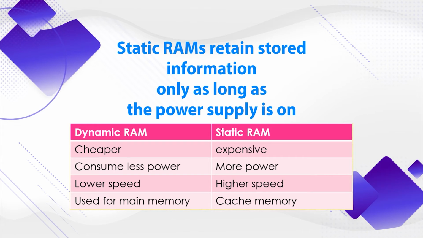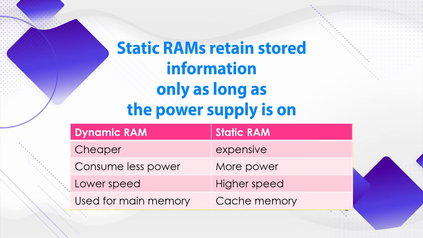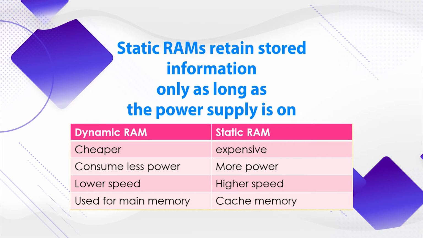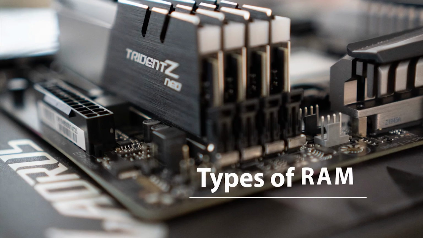Now if we compare these two types of RAM, dynamic RAM is generally cheaper but static RAM is expensive. And because dynamic RAM uses capacitors and transistors, it consumes less power in comparison to the static RAM. But the dynamic RAM has lower speed in comparison to the static RAM, and only for that reason generally the main memory is implemented through dynamic RAM and the cache memory is implemented through static RAM.